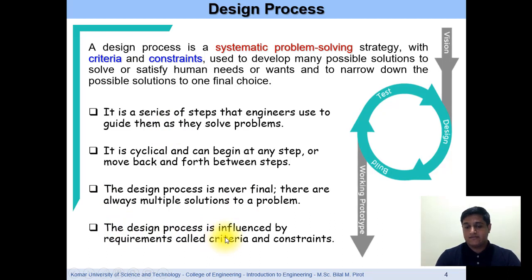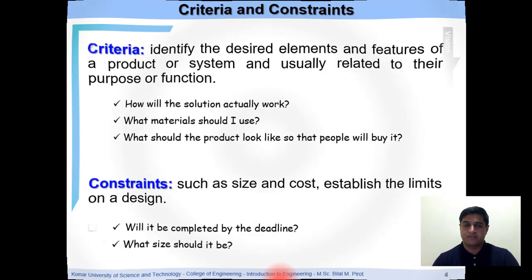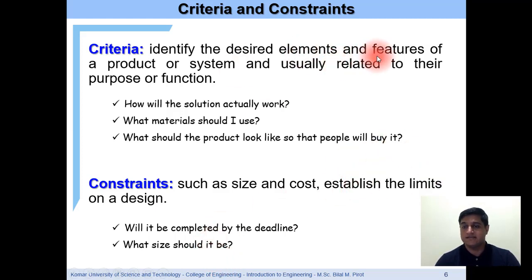The design process is influenced by requirements called criteria and constraints. Okay, criteria and constraints are very important to be understood. Now we will talk about criteria and constraints, because any design is influenced by them. What are criteria? Criteria identify the desired elements and features of a product or system, and are usually related to their purpose or function. Simply, criteria are the qualities of something, or the properties of something, or the characteristics of something.